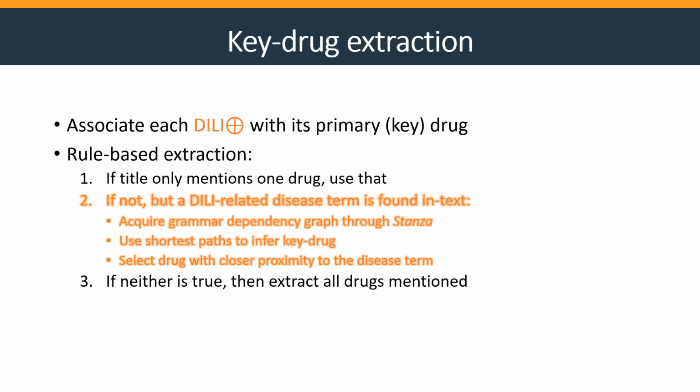If this is not the case, we then take a look at the abstract. Again, if we only have one drug in the abstract, then this is going to be selected as our key drug. If we have more than one drug, then we also look for a DILI-related disease term. We then acquire a grammar dependency graph using Stanza, and the premise here is that the key drug is going to be the one in closer proximity to that DILI-related disease term. We calculate proximity between key drug and disease term pairs using shortest paths. Lastly, if neither is true, we simply extract all drugs that are mentioned in the text and associate them with it.